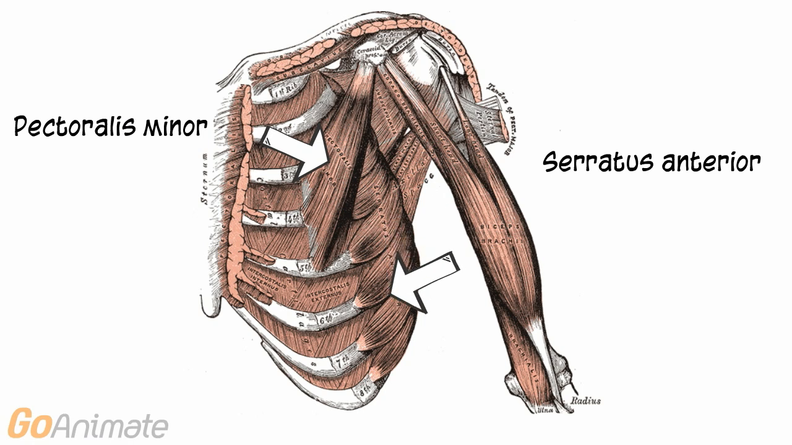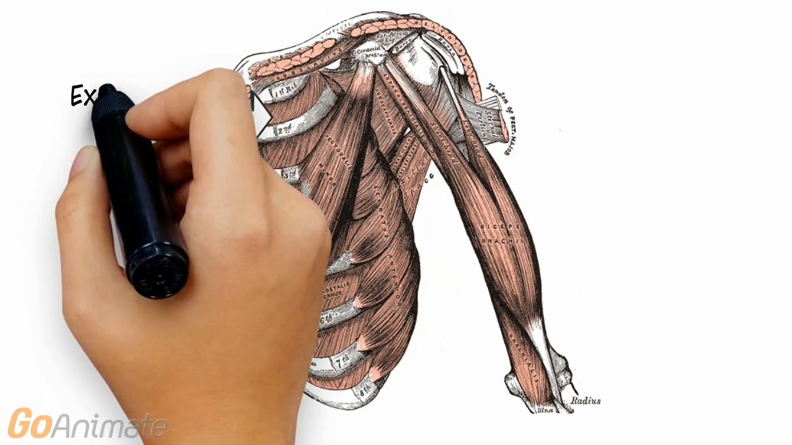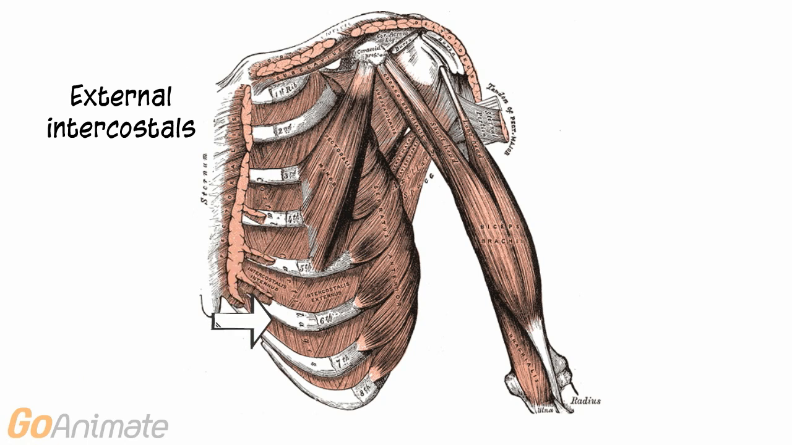If we remove the pectoralis major, we see the pectoralis minor. We can also see the serrated muscle, the serratus anterior. The external intercostals are between the ribs. There is also a deep layer of intercostals, the internal intercostals.